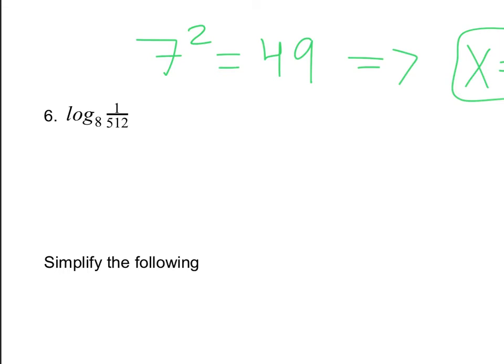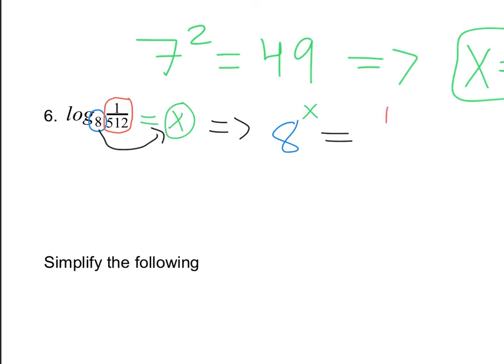So let's move on to this one, number 6. So again, we have a base, we have a number here, but what we do not have is a number here, x. That's what we're looking for, right? So again, let's rewrite this as an exponential expression. So we're going to take the 8, and again, we always raise that to the other side. So 8 to the x equals 1 over 512.